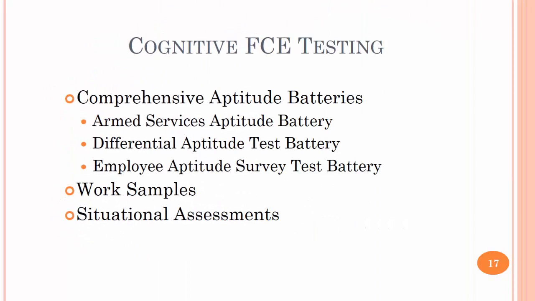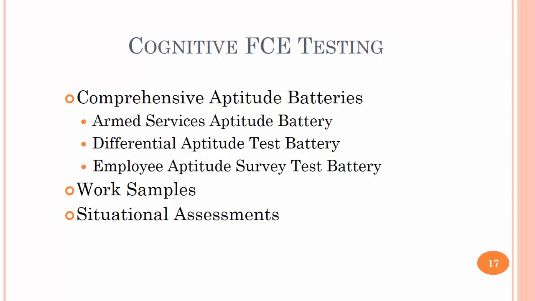Cognitive FCE testing can use these approaches. First, comprehensive aptitude batteries included the ASVAB, the Armed Services Vocational Aptitude Battery, the Differential Aptitude Test Battery, and the Employee Aptitude Survey Test Battery. Cognitive FCE testing can also use structured work samples and semi-structured situational assessments. To the degree that the evaluation task is less structured, we get a better handle on executive dysfunction because we give the evaluee latitude to demonstrate executive function.